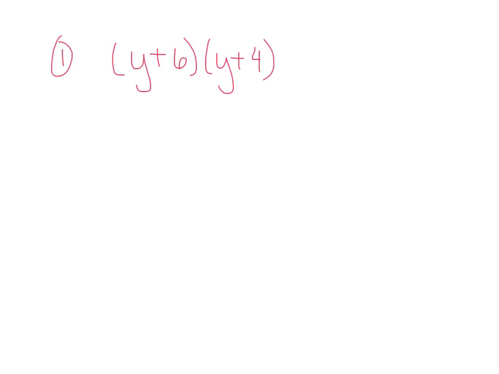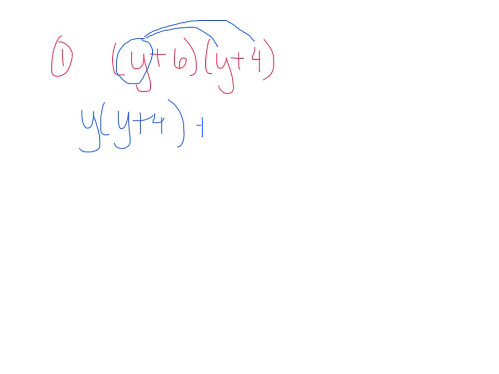The first one is y plus 6, so here's one binomial. And then we're going to multiply that by y plus 4. Now this is two distributive properties. We're going to take this y and multiply it by both terms in the other set of parentheses, so it looks like this.